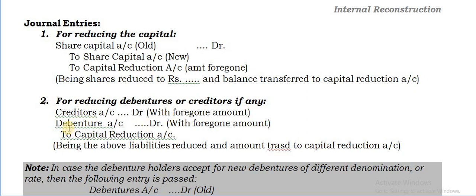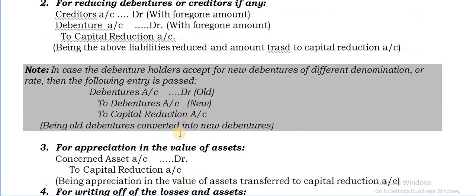Similarly, creditors separate entry, debentures separate entry. How? Creditors account debit to capital reduction account, one entry over, then debentures account debit to capital reduction account, that is a separate entry. Right? Like this, you go on separately, as per the information given or as per the scheme of reconstruction. On that basis you have to keep on passing separate entries, right?